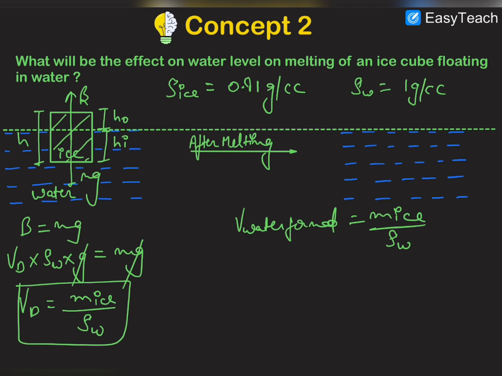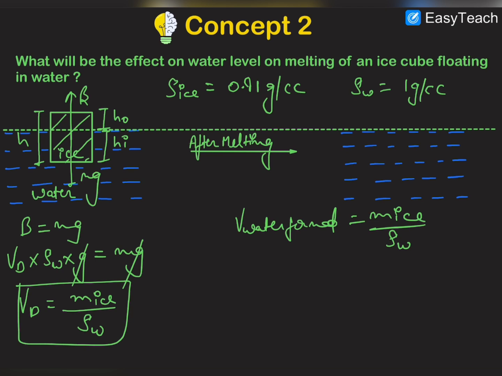Now we know that there is no mass of air, hence we can say that the mass of ice melted is equal to the mass of water formed. So therefore I have used the volume of water formed as m ice upon rho w.